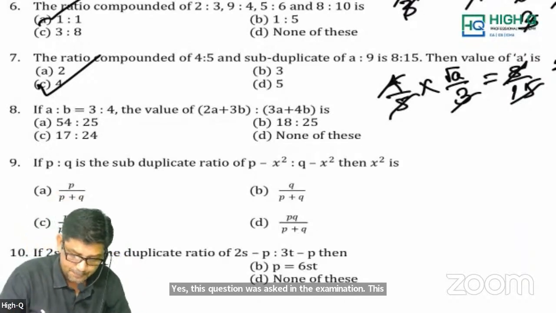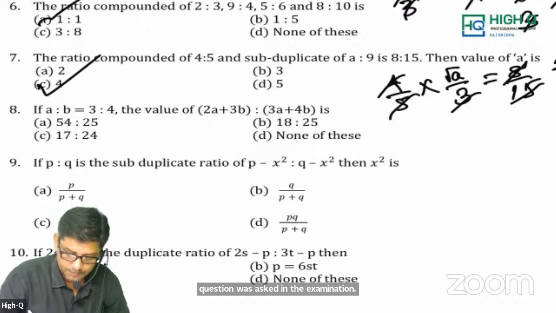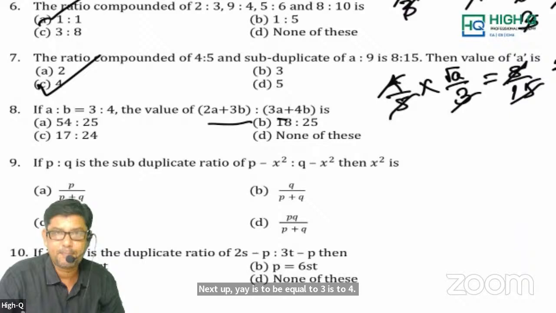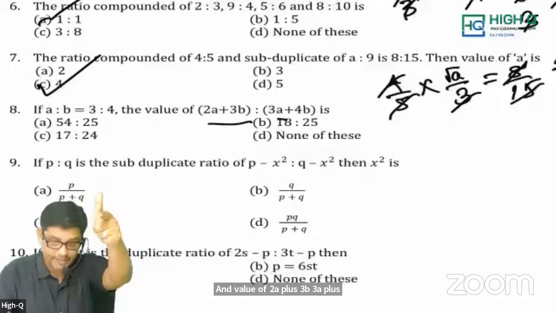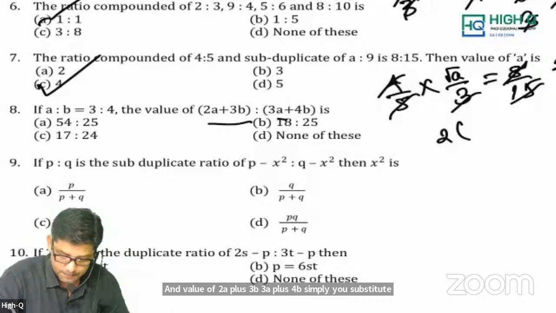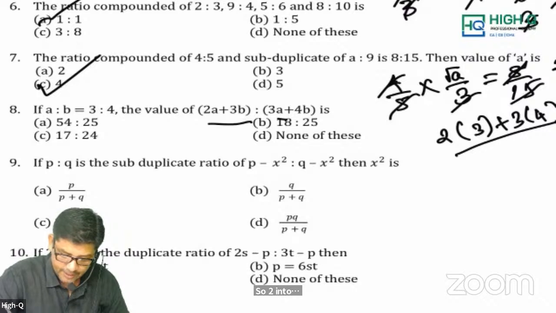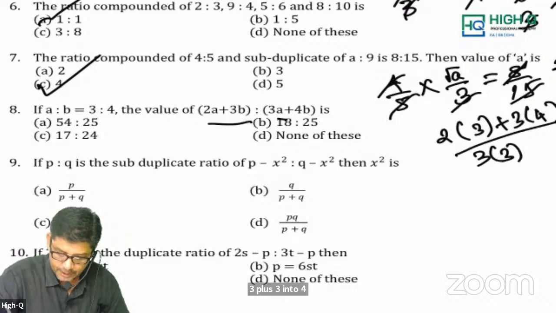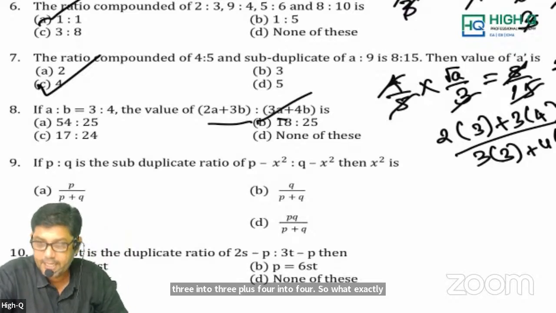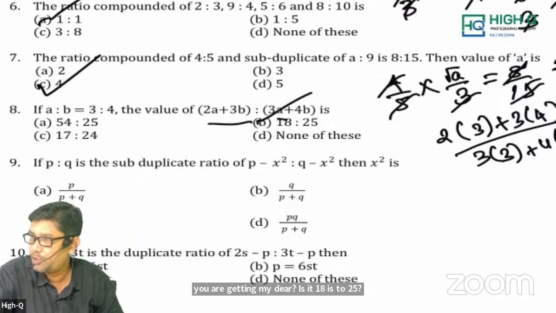Next, a is to b is equal to 3 is to 4. Find the value of 2a plus 3b to 3a plus 4b. Simply substitute the value of a as 3 and b as 4 in this question, my dear. So 2 into 3 plus 3 into 4 divided by 3 into 3 plus 4 into 4. So what exactly are you getting, my dear? Is it 18 is to 25? Say yes or no. Is it 18 is to 25? Everyone got 18 is to 25?